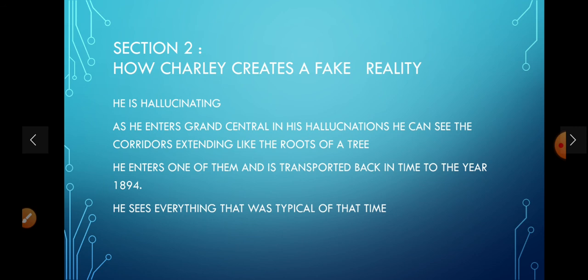He was almost hallucinating. As he enters Grand Central, in his hallucinations, he can see corridors extending like the roots of a tree. Now, this is a very strong sign of hallucination. You start seeing things. He enters one of them and is transported back in time to the year 1894. So, one of those outlets actually took him back in time, and he sees everything that was typical of that time. So, actually, he landed in 1894.